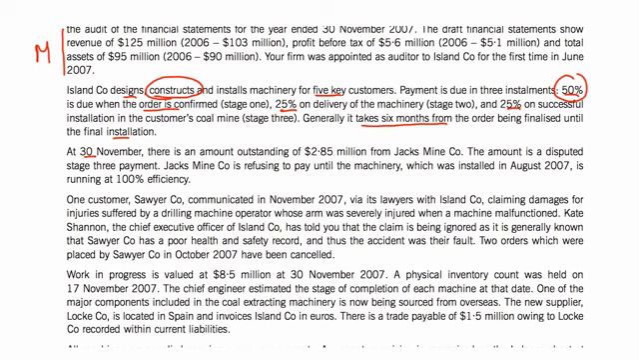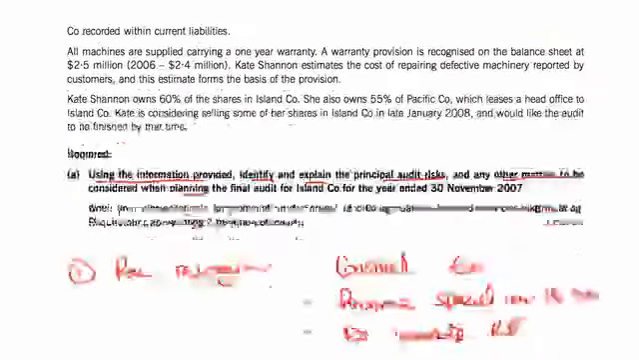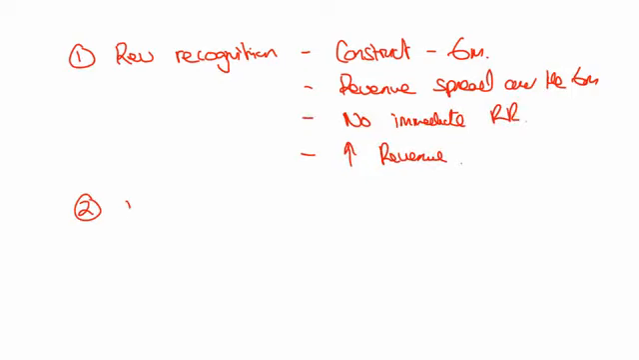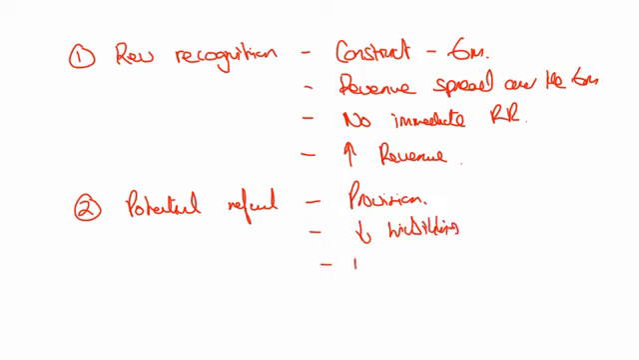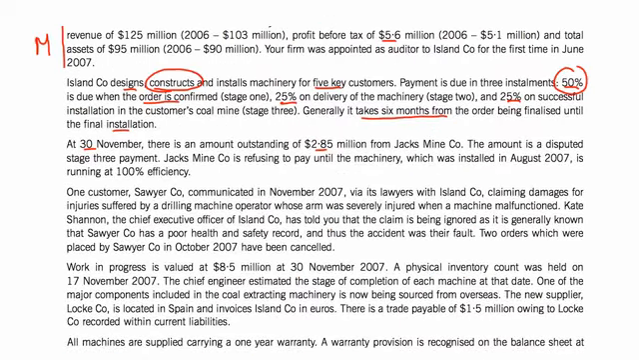At the 30th of November, there's an amount outstanding of 2.85 million, which is definitely a big figure, isn't it? It's 2.85 out of 5.6 profits. The amount is a disputed payment. Jack's mine is refusing to pay until the machinery is 100% efficiency. So we've got a potential refund here. So potential refund means a provision. We hope it's been put in, because if the provision hasn't been put in, then we'll be understating liabilities, and obviously you would mention the materiality of it, and it really is quite a big figure.